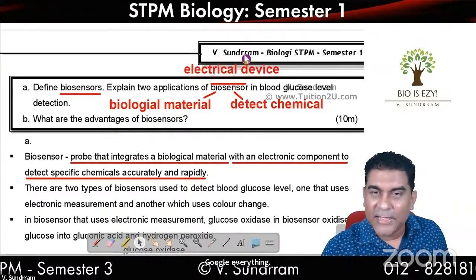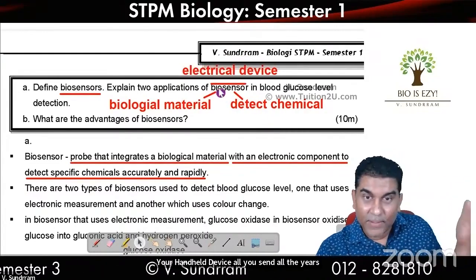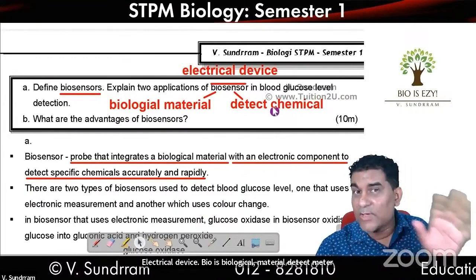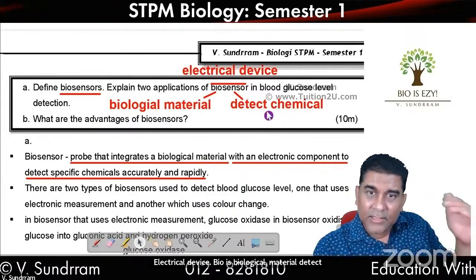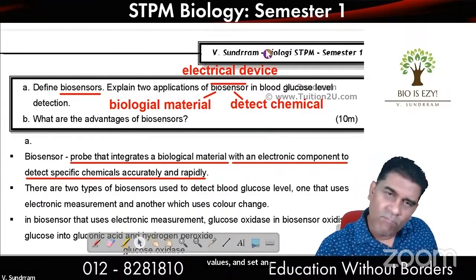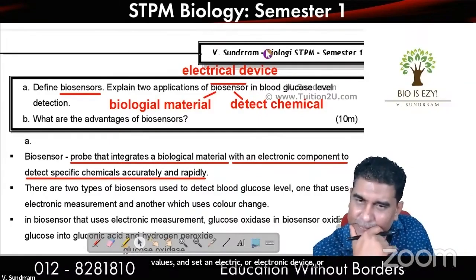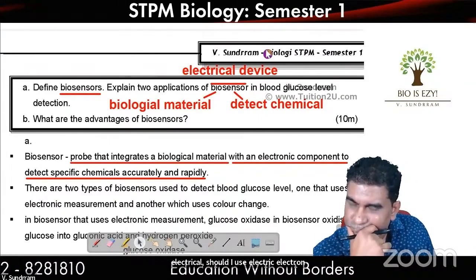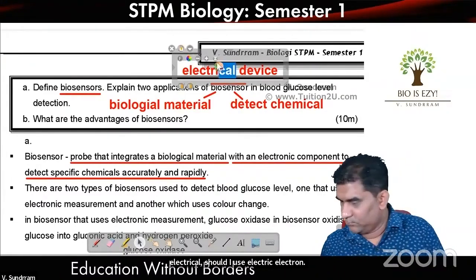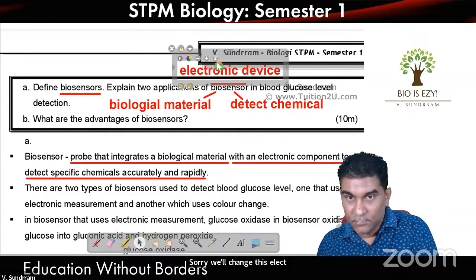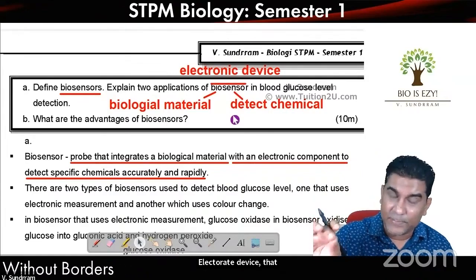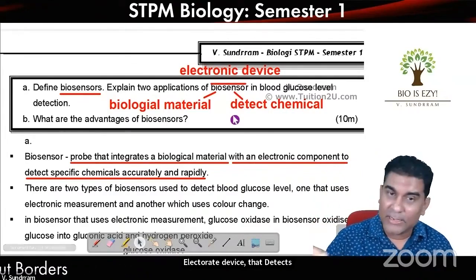Okay, anyway, a biosensor is an electronic device. Bio is biological material, detecting chemicals is the sensor. So you combine all of that and you have the definition of a biosensor: an electronic device that detects chemicals quickly and precisely, and it integrates biological material.